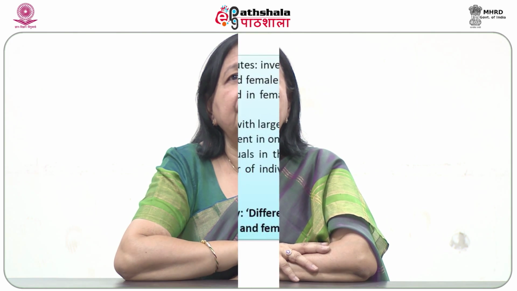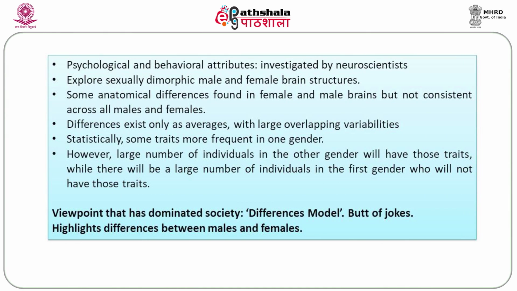Psychologists and behavioral scientists have given attributes. These have been investigated by neuroscientists, and they explore sexually dimorphic male and female brain structures. Some anatomical differences have been found, but they only exist as averages. There is a large overlapping variability. There is statistical frequency in one gender, but there will be a large number of individuals in one gender which will have these traits, while there will be a large number of individuals in the other gender who will not have these traits.